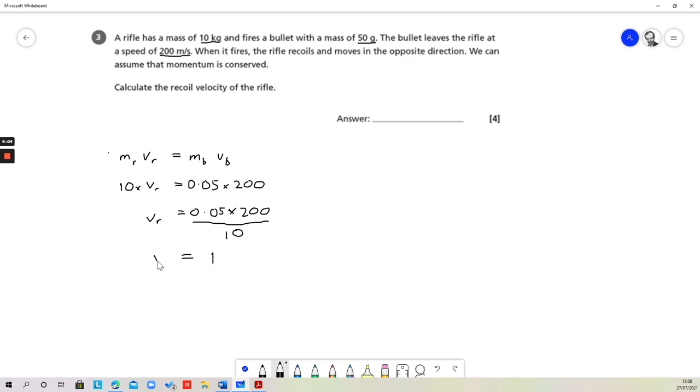So we've worked out from this now that the velocity of the rifle is 1, and it's obviously really important that we include the units with this. So that's going to be 1 meter per second. So let's put this answer here over on the right hand side in the space that's being provided. Our answer is 1 meter per second as the recoil velocity of the rifle.